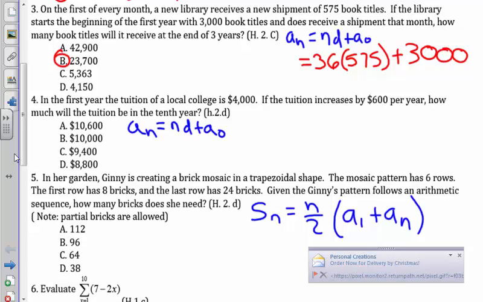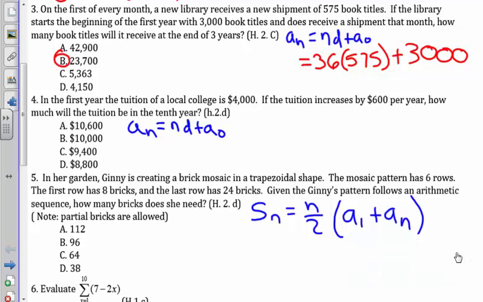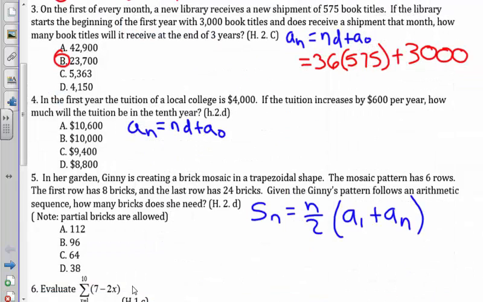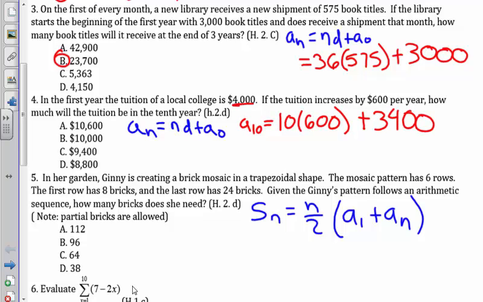So if we take a look at this here, we know that the n is going to be 10, so we're looking for the 10th term. So we get 10 times a common difference of 600 because it goes up $600 a year, and the 0 term is going to be 3,400 because we have to take 600 away from the 4,000.